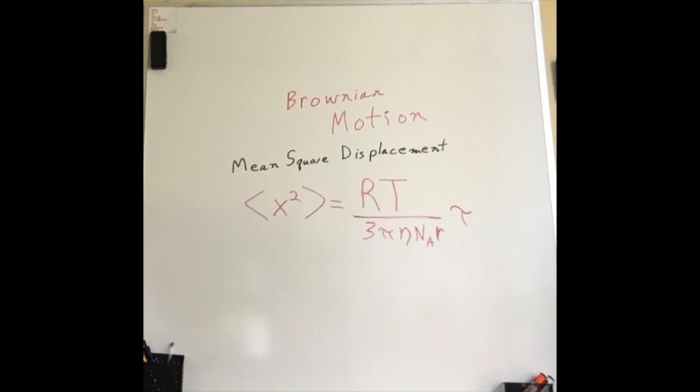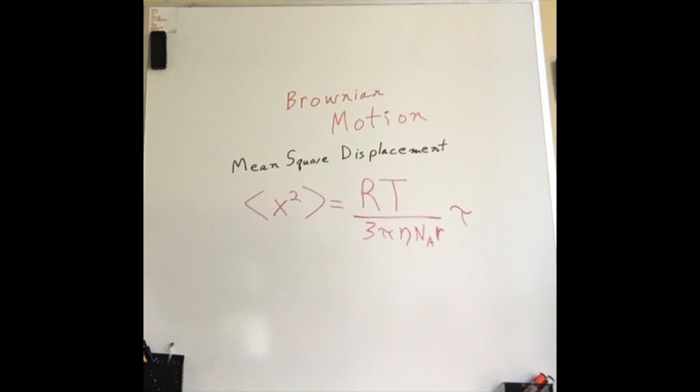This formula describes the so-called mean square displacement. That is, it's the mean, the average, that's what the angled brackets mean, and x squared is the square displacement. So it's the square of the displacement. So the average of the displacement squared. So you square the displacement and then take the average.